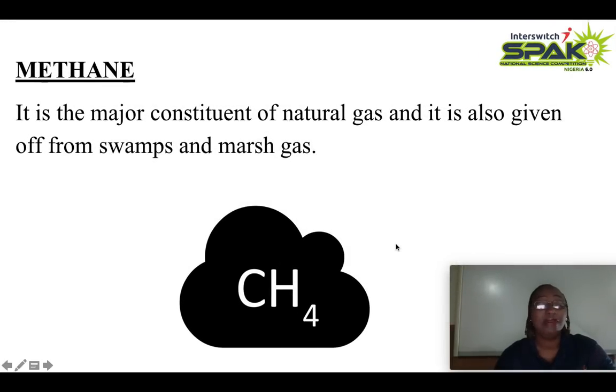Methane is a major example and is the first member of the family. Formula CH4. It is a major constituent of natural gas and is also given off from swamps as marsh gas. We could also see methane in rice paddy areas, because it's also seen where we have organic matter being decomposed. These are sources of methane.